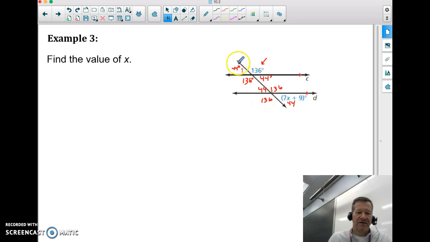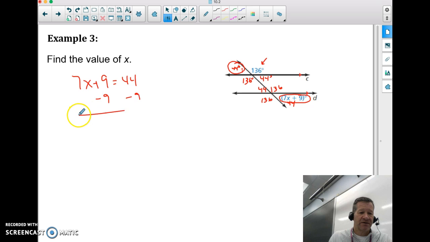Now you can tell this angle 1 out here has to be equal to 7x plus 9 because they're alternate interior angles. So as soon as you knew this was 44, you knew that 7x plus 9 also had to be 44. So 7x plus 9 is 44. Now we'll just solve this really quick by subtracting 9 from each side, which gives us 7x is 35. And then dividing each side by 7, we get our final answer, which is that x is equal to 5.